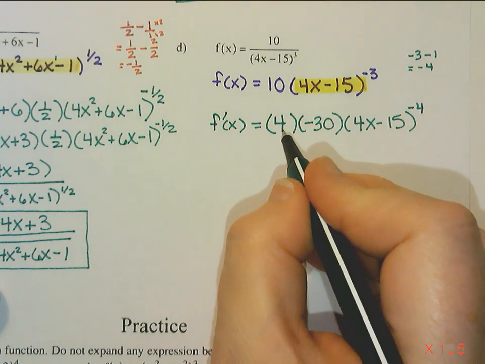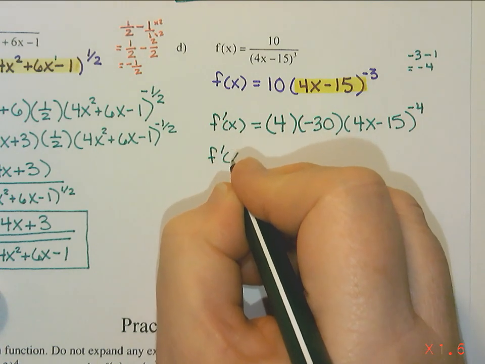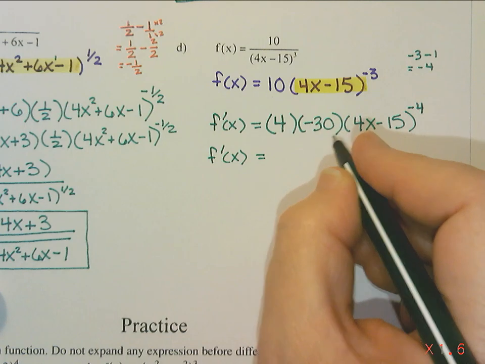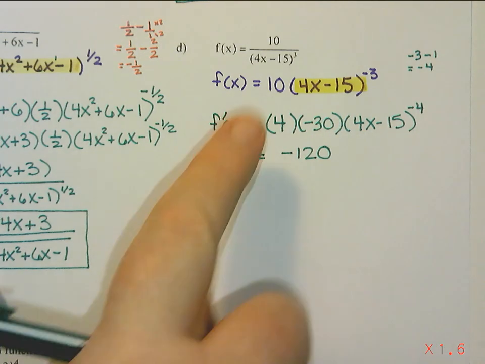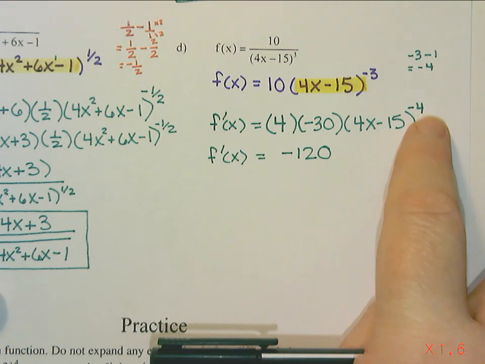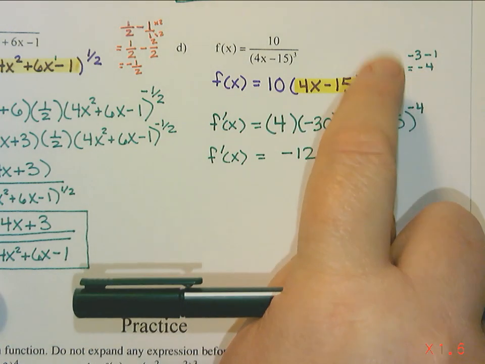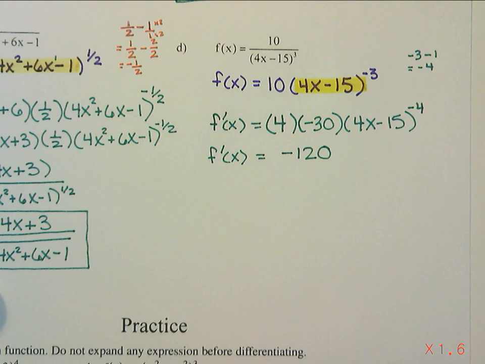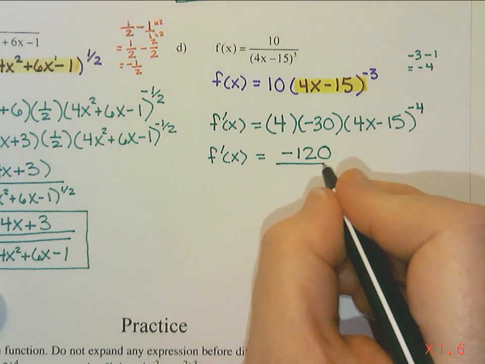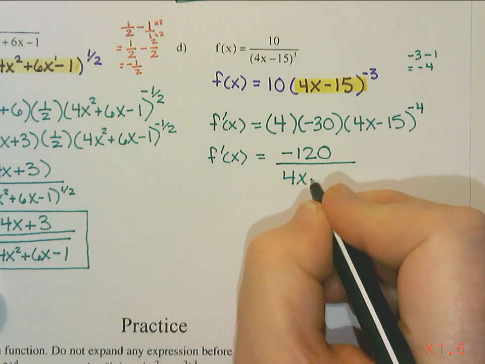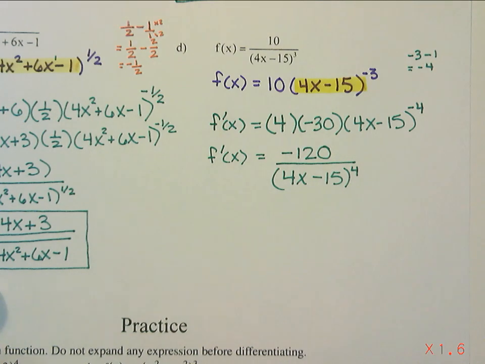Okay, I'm going to multiply these two numbers together. They're monomials, so they're single terms, so I can put those together. 4 times 30, negative 30, is negative 120. And then because the original was a fraction, if I have a negative exponent, I should write my final answer as a fraction. If the original question had a negative exponent, you're welcome to leave it with a negative exponent. So I am going to bring this down into my denominator and say it is 4x minus 15 to the power of 4. And there's my derivative.